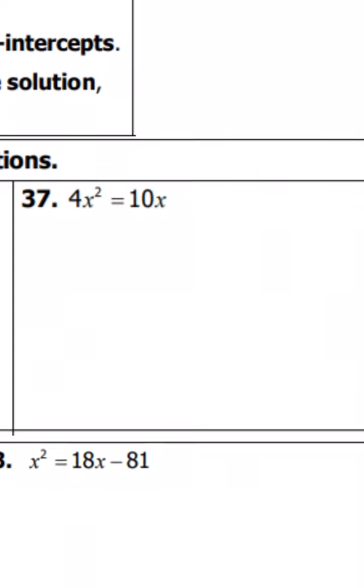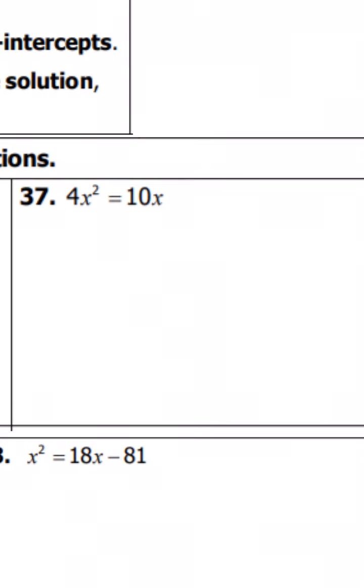Alrighty. For number 37, it says 4x squared equals 10x. Well, remember we talked, these things have to be set equal to 0, like that first one, before we can even start. So the first thing we're going to have to do is move this 10x to the other side. Since it's a positive 10x, we subtract 10x to put it on the other side. When we do that, we get 4x squared. I can't really combine these, so I'm just going to write minus 10x equals 10x minus 10x is just 0.